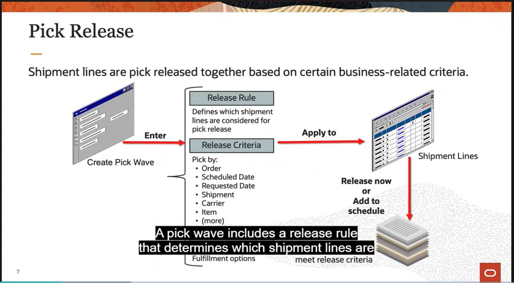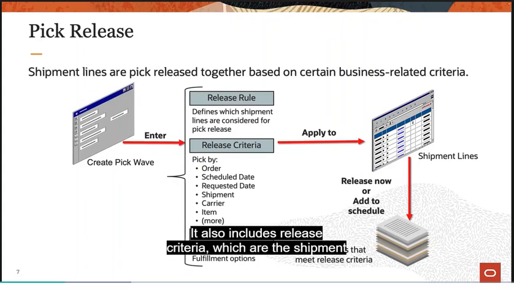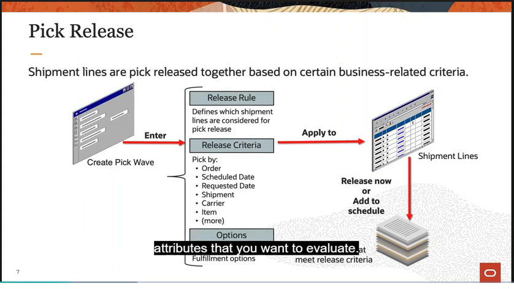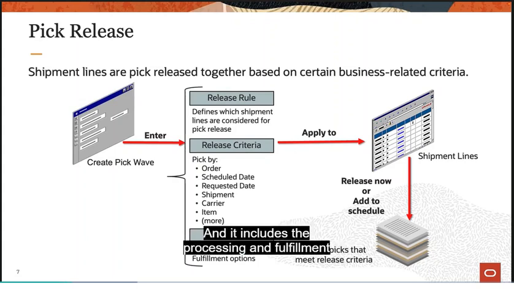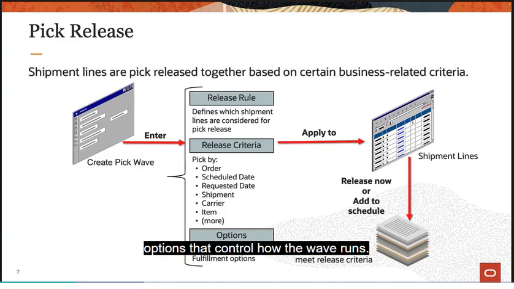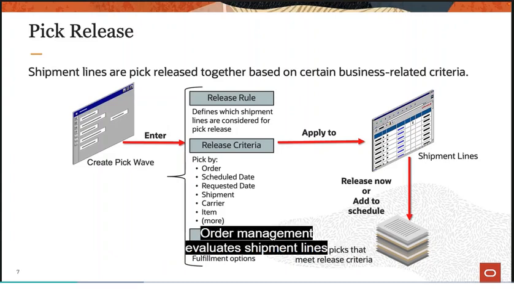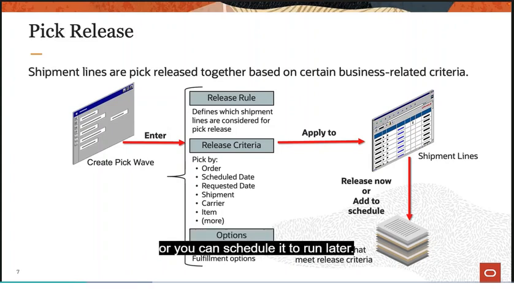A pickwave includes a release rule that determines which shipment lines are eligible for pick release. It also includes release criteria, which are the shipment attributes that you want to evaluate, and it includes the processing and fulfillment options that control how the wave runs. Order management evaluates shipment lines against the pickwave's rules, criteria, and options. You can release the pickwave immediately, or you can schedule it to run later.